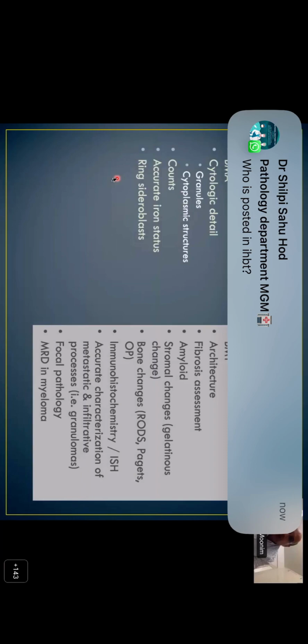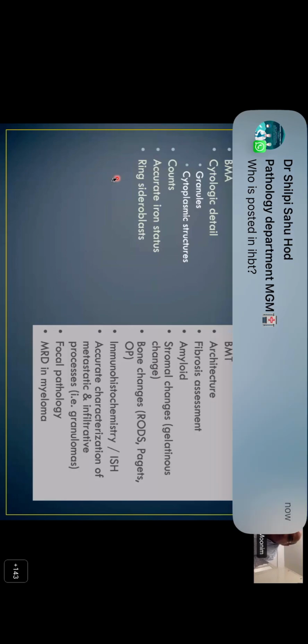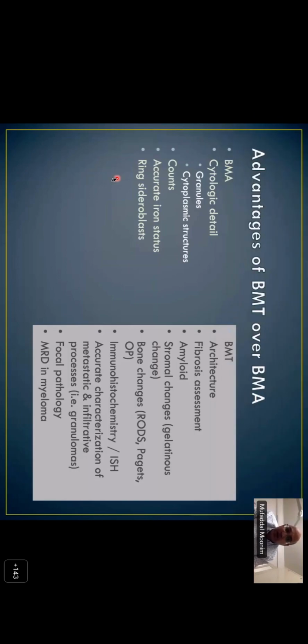The things that you can get out of the aspirate is cytologic detail because you're looking at stuff at 100x magnification. So it's brilliant to identify cytoplasmic granules, cytoplasmic structures. It's very easy to do counts on the aspirate. It gives you a very, very accurate iron status because there is no processing involved. So whatever iron you're seeing is effectively a very accurate representation of what's there in the body. And it's brilliant for identifying ring sideroblasts.